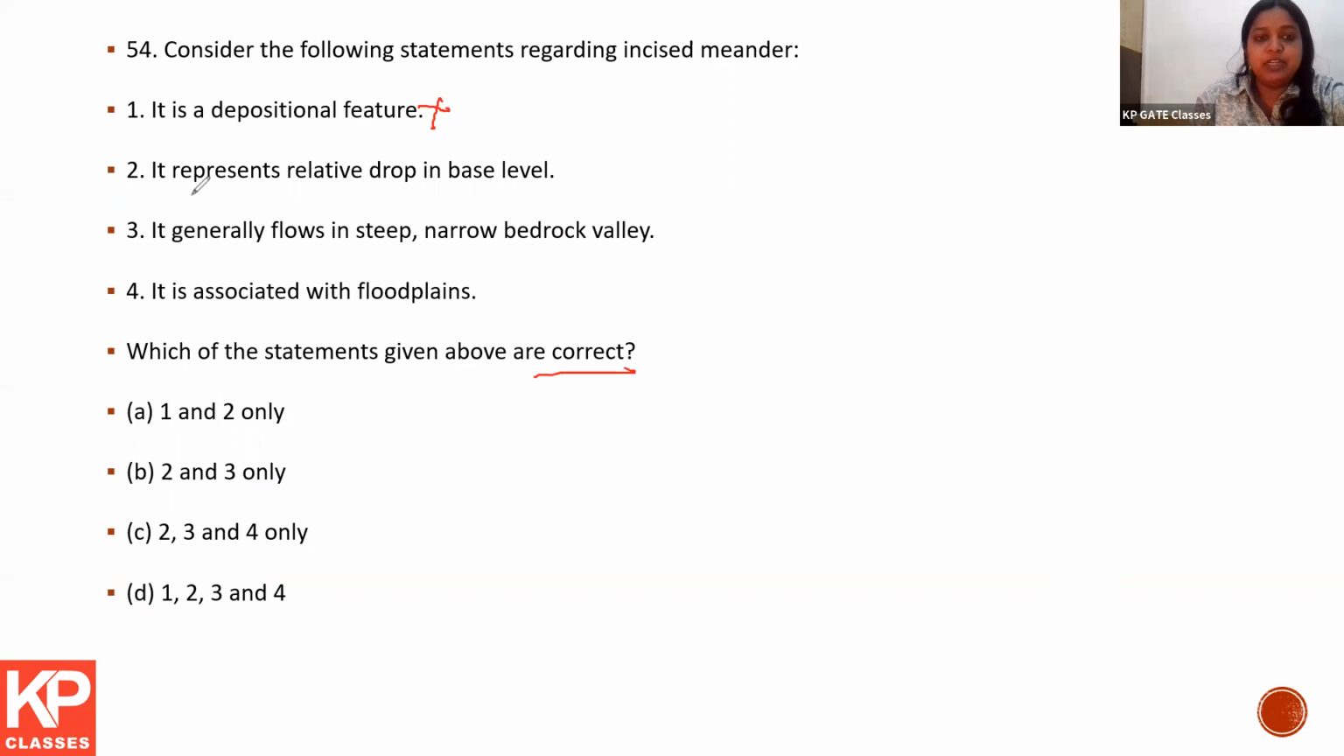Represents a relative drop in base level. Yes, it represents a drop in base level. It generally flows in steep, narrow bedrock valley. Yes, it is associated with floodplains. No, it is not associated with floodplains. So the correct options are 2 and 3. So option B will be the correct option.